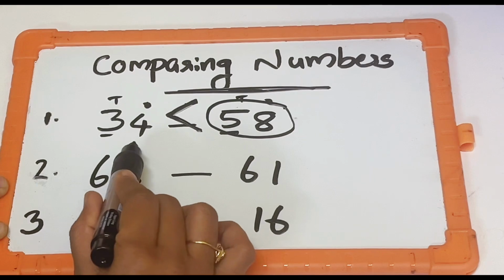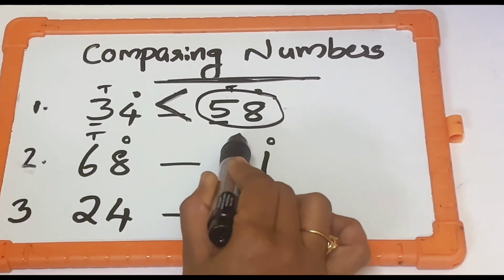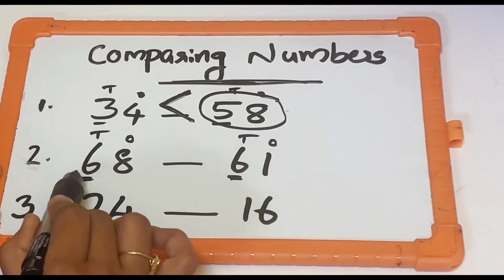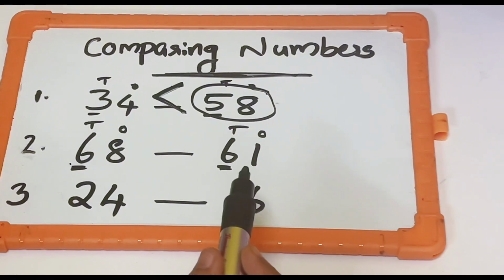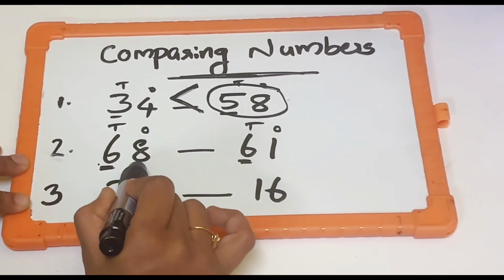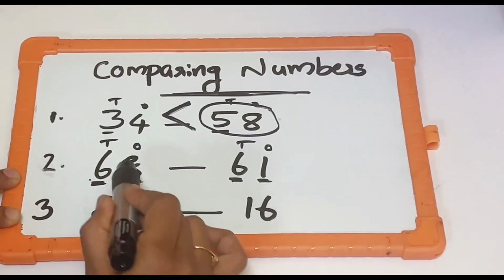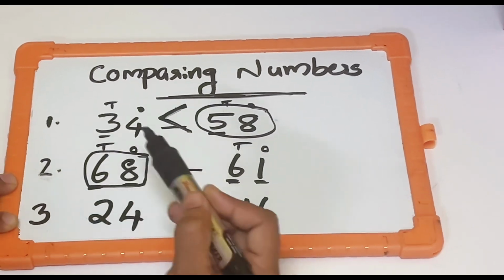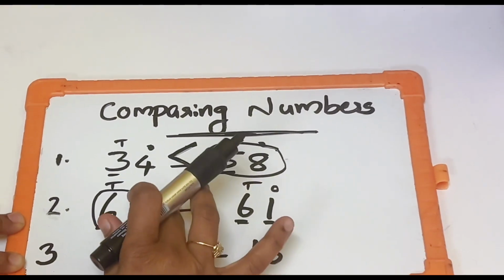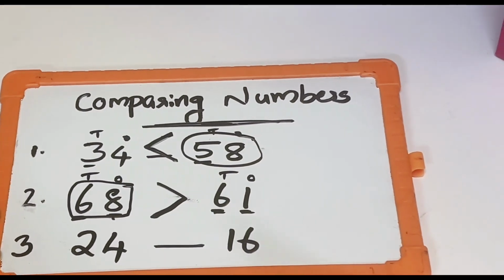Another pair of numbers, 68 and 61. First we check the position of each digit: ones, tens, ones, tens. We check the tens digit first. Both are 6, so we move to the ones place, 8 and 1. Which is greater? 8 is greater, so 68 is the bigger number. Our crocodile's mouth will open like this.